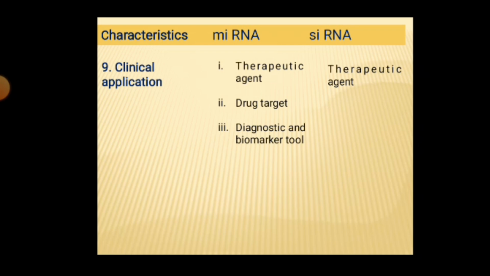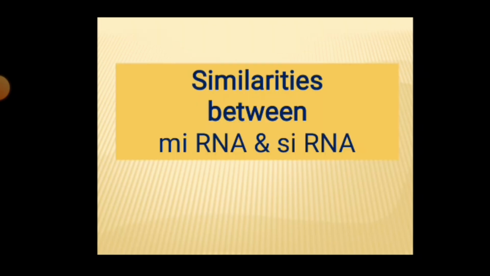So in short, miRNA is microRNA, siRNA is small interfering ribonucleic acid. The miRNA has multiple mRNA target, whereas siRNA has one target. And miRNA has multiple type of clinical application, whereas siRNA has one kind of clinical application. Okay, these are the differences between miRNA and siRNA.